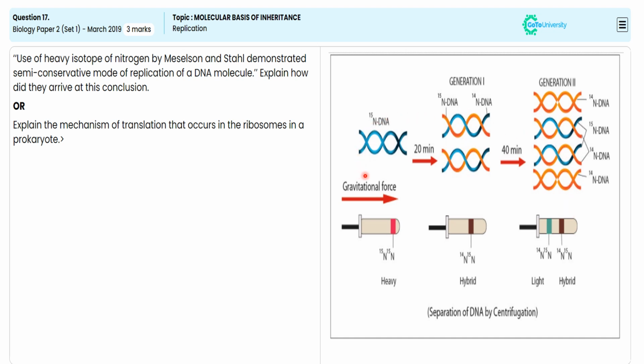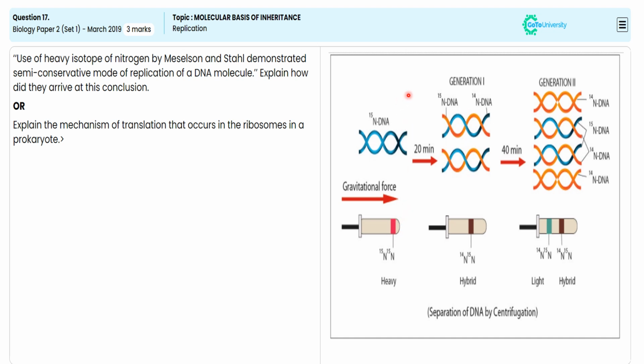In this first illustration, we are representing the 15N DNA formation in E. coli. When you are growing the E. coli only with the 15N nitrogen, and the DNA which you are segregating from the E. coli is separated in the centrifuge tube, we observe this DNA band sedimenting at the base, illustrating that this DNA is at the maximum weight.